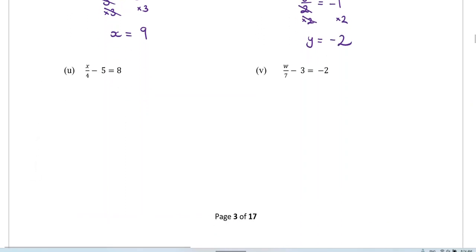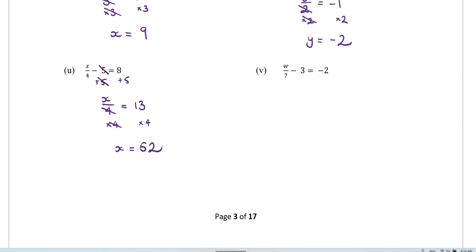U, x over 4 minus 5. So first we need to add 5, which will give x over 4 equals 8 plus 5 is 13. Then times the 4, and 13 times 4 is 52.